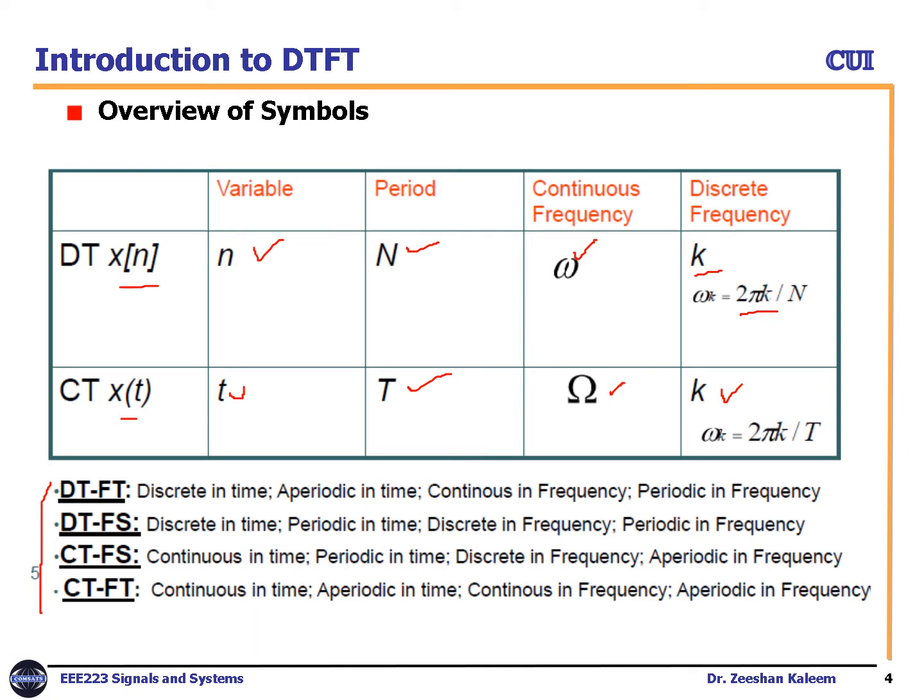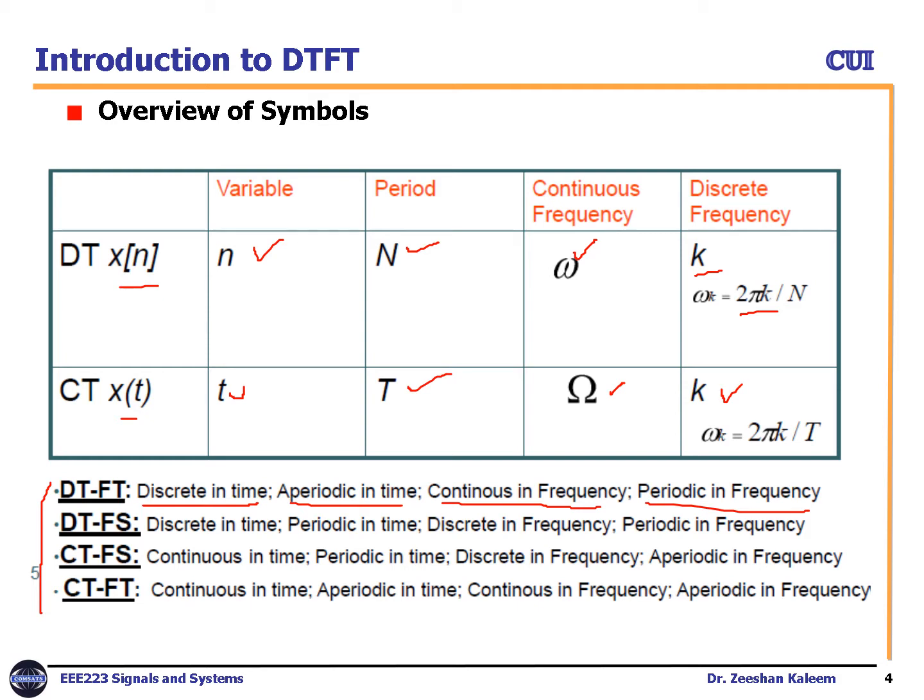Now let's summarize some differences between the continuous time Fourier transform, the discrete time Fourier transform, and so on. So what are the key characteristics of the discrete time Fourier transform? It is discrete in time, meaning it has discrete values in time, and it is valid for aperiodic signals, so the signal will be aperiodic in nature. Whenever you take the Fourier transform, the resultant signal will be continuous in frequency, and it will be periodic in frequency as well.